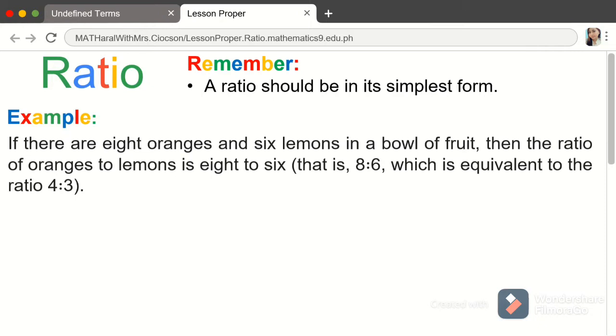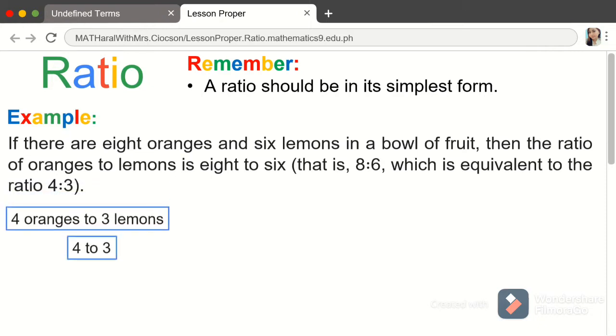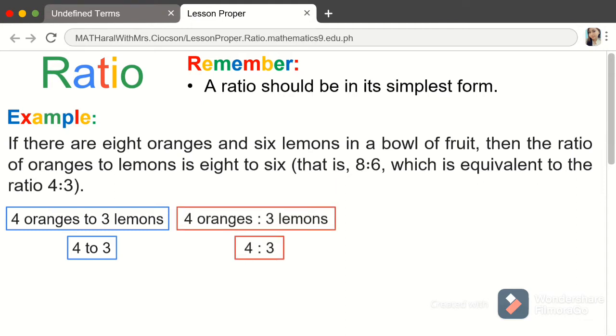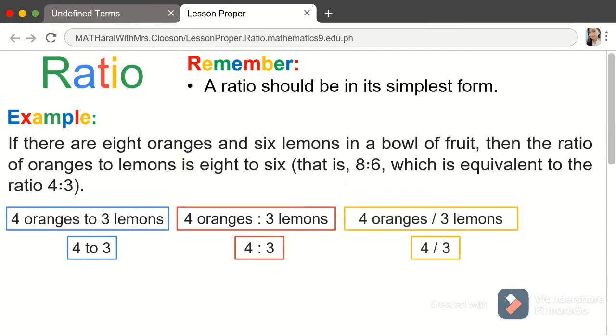So for that, we have 4 oranges to 3 lemons, or 4 to 3. 4 oranges is to 3 lemons, or 4 is to 3. 4 oranges divided by 3 lemons, we have 4 divided by 3. Lastly, we have 4 oranges over 3 lemons, which is 4 over 3.